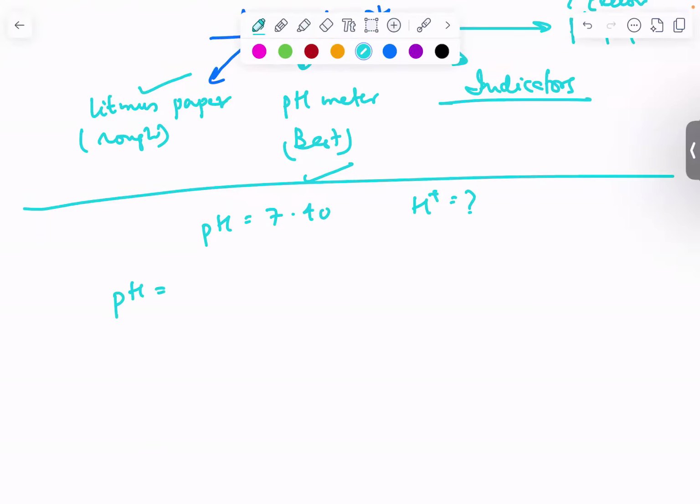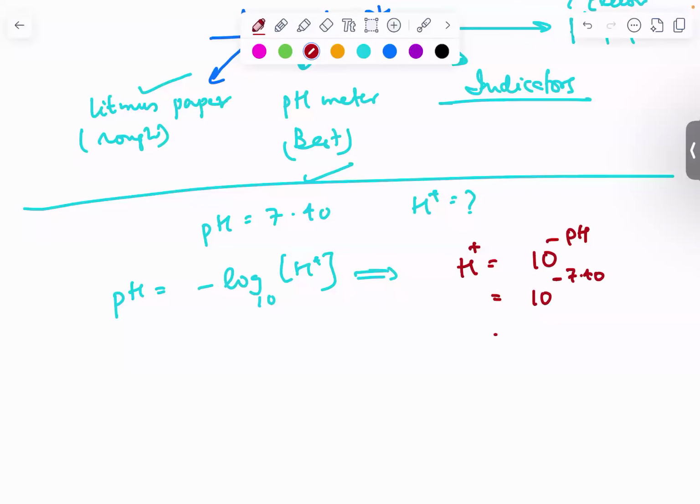So pH is equal to minus log to the base 10 of the concentration of hydrogen ions. I told you the modification of this formula, that H positive would be 10 raised to the power minus pH. So that would be 10 raised to the power minus 7.40. So you can easily calculate it. The hydrogen ions would be, it is given 4.0 times 10 raised to the power minus 8. I'm getting 3.98 times 10 to the power negative 8. That means it will be rounded off.